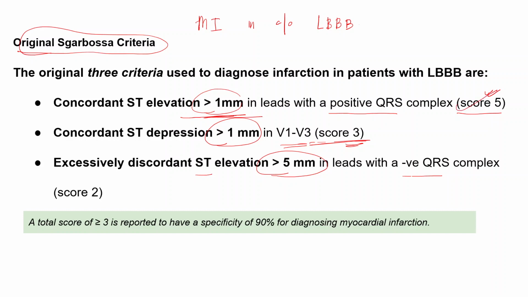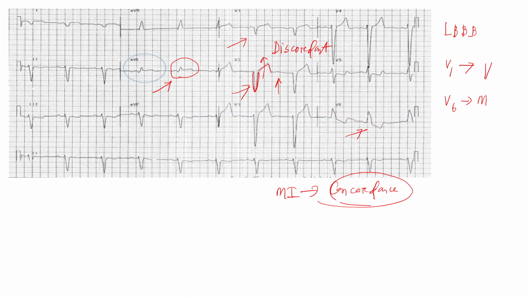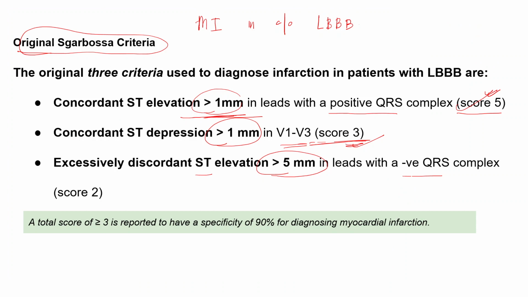Okay, so again, coming to this: concordant ST elevation of more than 1 mm, score 5. Concordant ST depression in V1 to V3, score 3. And if there is a discordant ST elevation, which usually happens in V1 to V3, as I am showing here, this is discordant. So if it is discordant, that means it is less likely MI. So we are giving a higher cutoff. The cutoff is more than 5 mm. If it is that, then even if it is there, the score is less, score is 2.